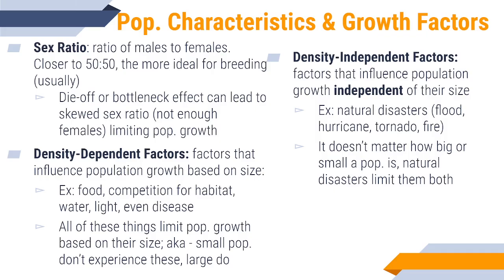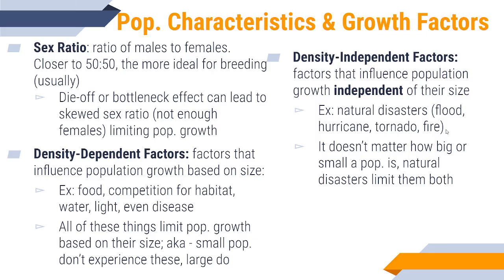All of these things limit population growth based on their size, meaning that if you have a small population and a specific amount of whatever that resource is, it won't have much of an impact. But as the population grows larger, it will have a much greater impact on that population. So with a small population, food is not a concern. As the population gets larger, food becomes a concern and organisms begin competing for it. That's going to limit growth.